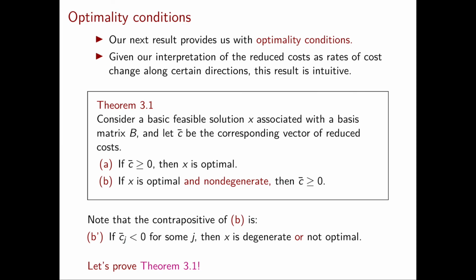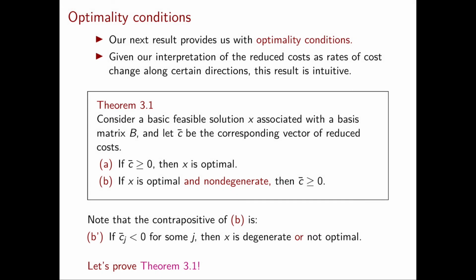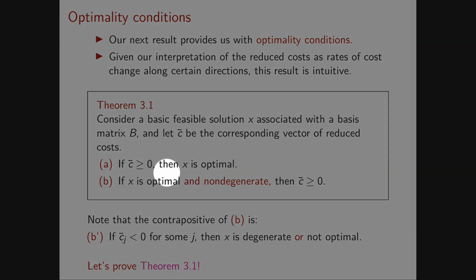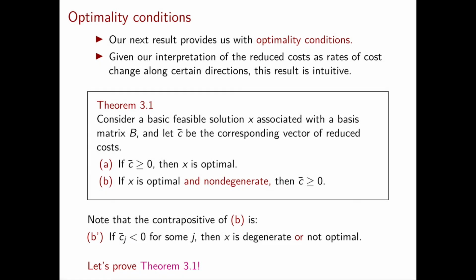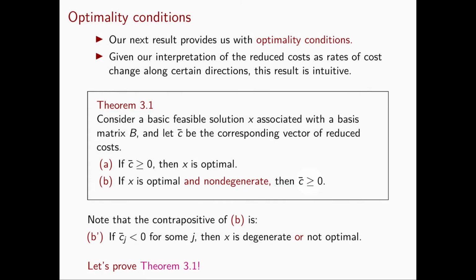The first thing that you should notice is that these two implications are almost an if and only if. In fact, if we didn't have this "and non-degenerate", then it would be an if and only if. Namely, it would be: x is optimal if and only if c bar is greater than or equal to 0. Unfortunately, this is not the case because, as always, degeneracy may mess things up. Later on, we're going to discuss this statement much more, but let's first prove it.